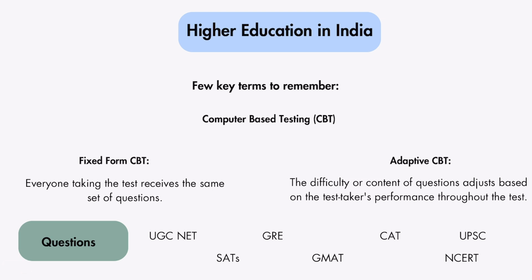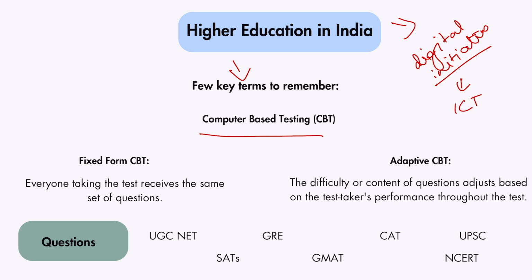Alright, in higher education of India, there are a few key terms to remember, like computer based testing. Surrounding teaching aptitude, there are certain digital initiatives done by the government of India that you have to learn. There are a lot of other digital initiatives that we are going to tackle in ICT. So this particular topic is not comprehensive. It has the digital initiatives that are relevant to teaching aptitude. The rest is in ICT.